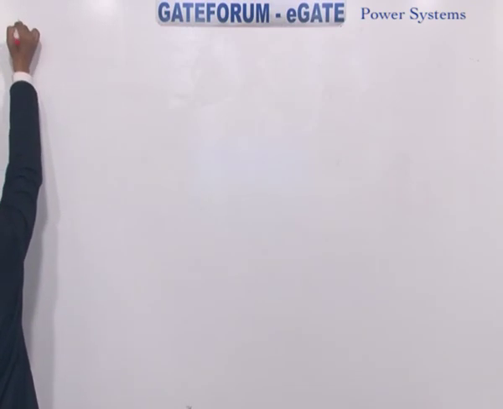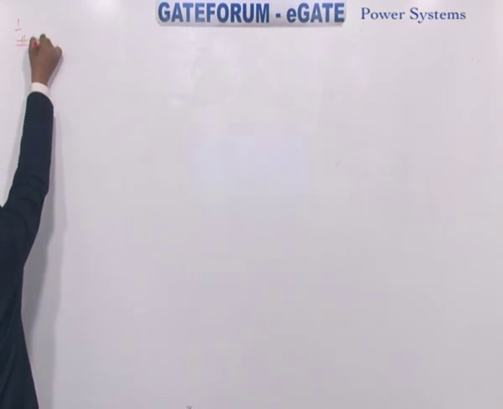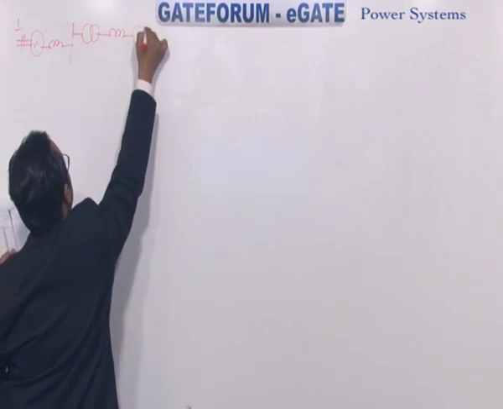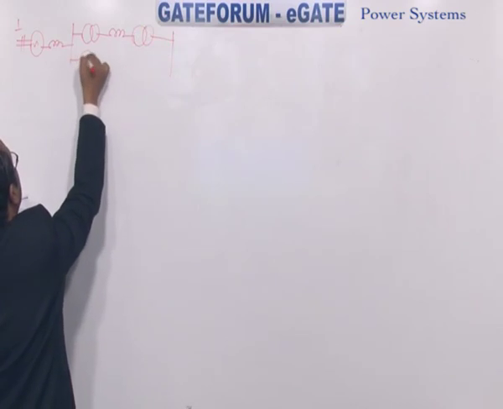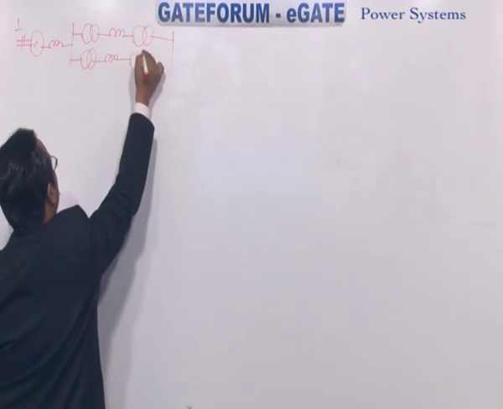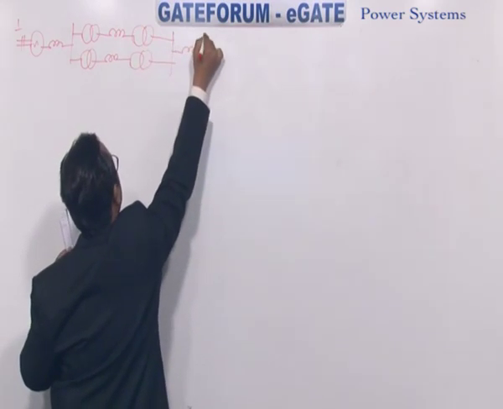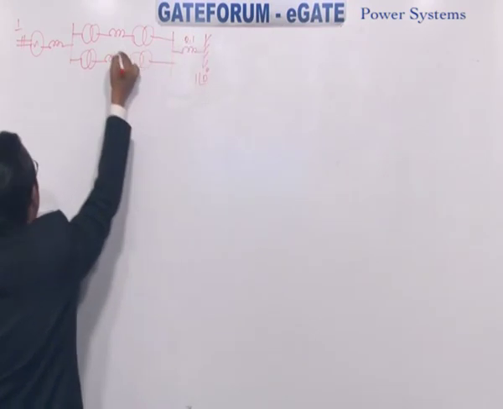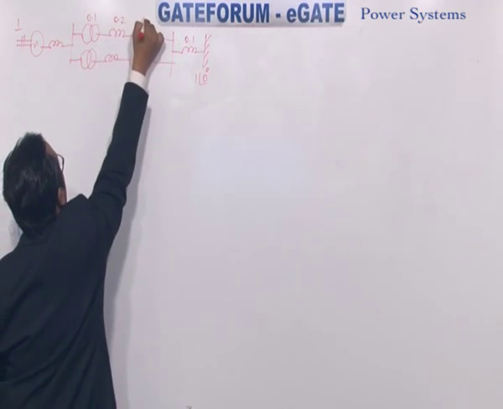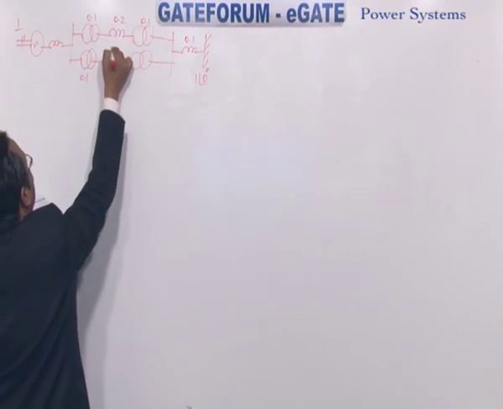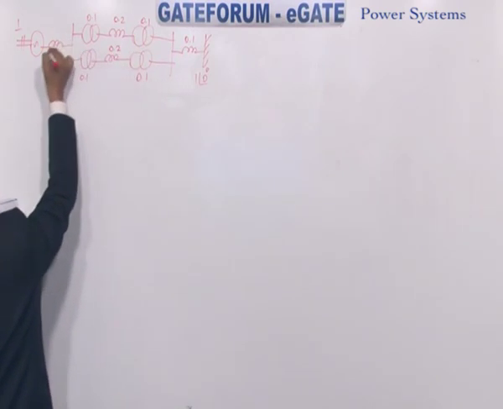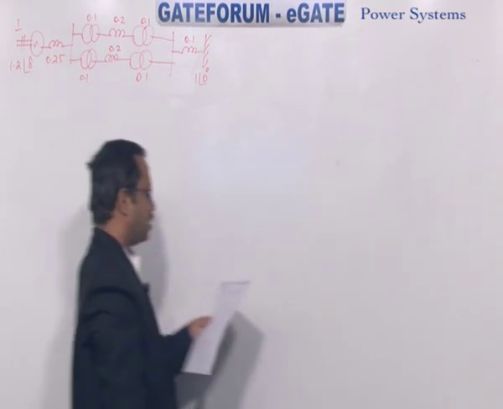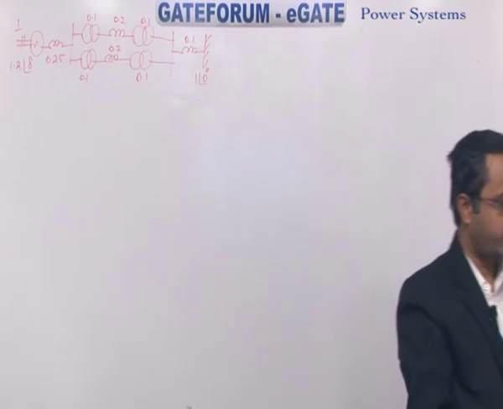Now we solve the next question. So a power system network is given, with values 1 at angle 0, 0.1, 0.2, 0.1, 0.25, and 1.2 at angle delta. And these are the values given in the question.